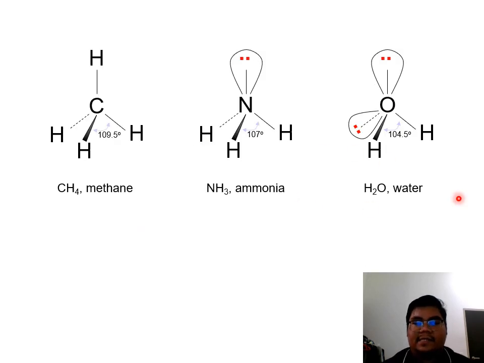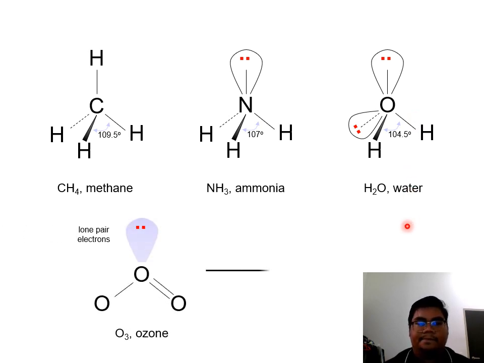Some examples here: methane. You see here that this is 109 because it is tetrahedral. And this is ammonia, because it has a lone pair here, it will push down more and it becomes 107. And water has two lone pairs in its molecule, and they will push the bonds between oxygen and hydrogen here. It becomes 104.5 degrees.